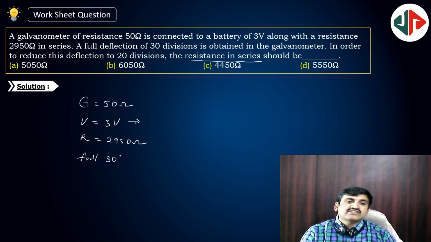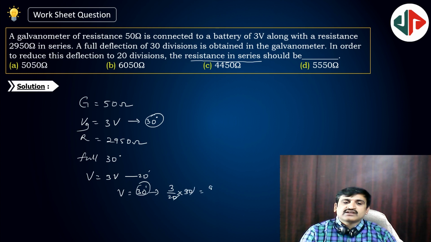3 volt is giving for 30 divisions. If 3 volt comes for only 20 divisions, suppose, then for 30 divisions how much will come? If 3 volt comes for 20 divisions, this is actually Vg, galvanometer one. Because both must be to the same divisions, right? That's why, 3 volt by 20 into 30. So it is going to become 9 by 2 volts, 4.5 volts.